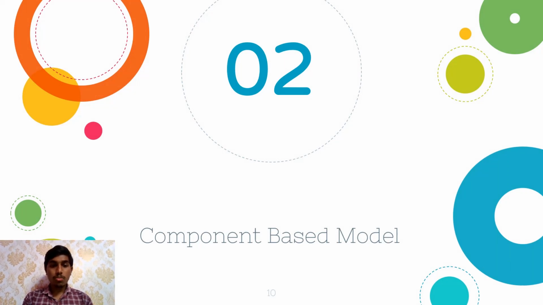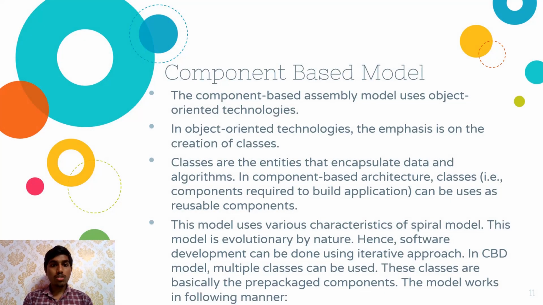So, let's discuss about component-based model. So, the component-based assembly model uses object-oriented technologies. The object-oriented technologies emphasize the creation of classes. Classes are the entities that encapsulate data and algorithms. In component-based architecture, classes, that is components required to build application, can be used as reusable components. This model uses various characteristics of the spiral model. This model is evolutionary by nature. Hence, software development can be done using iterative approach.